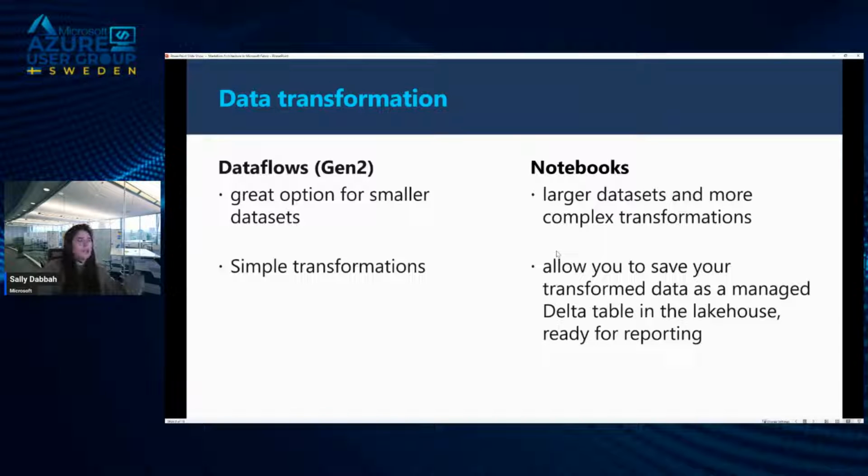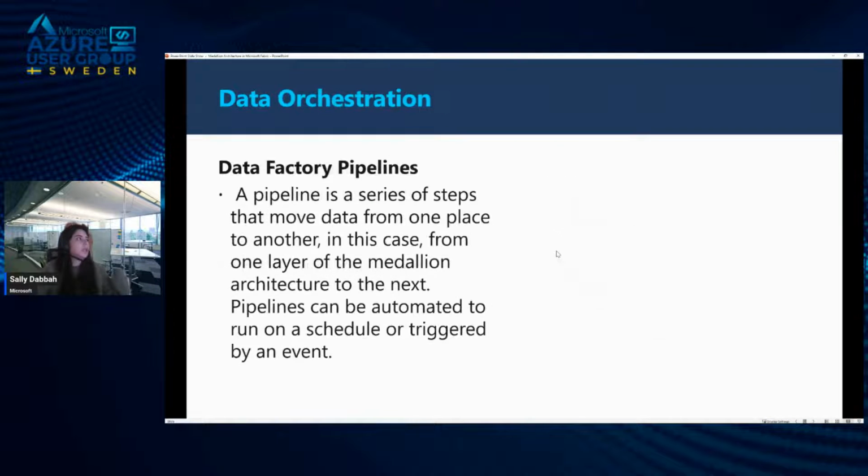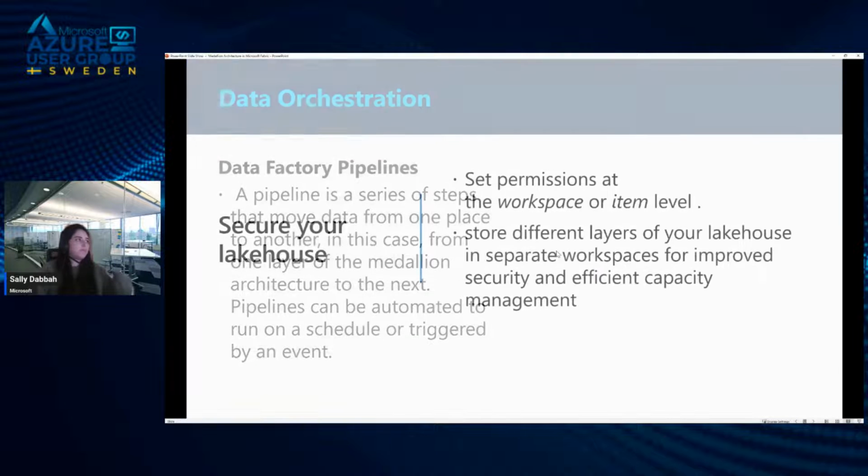This is basically a low code experience, a great option for smaller data sets and for simple transformations. And for data orchestration, we only have one technology in Fabric, which is Data Factory pipelines. A pipeline is a series of steps that move data from one place to another, in this case from one layer of the medallion to the next. And the pipelines can be automated to run on a schedule or be triggered by an event.